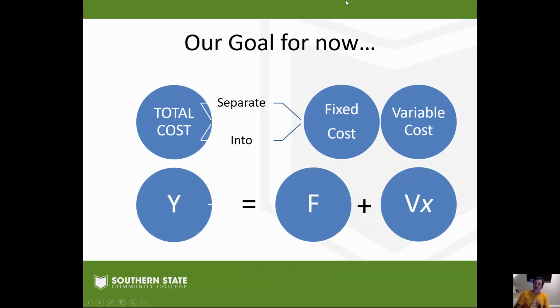So we can make a formula for what we call our cost formula or cost function. Total cost is Y, and that is equal to our fixed cost plus our variable cost per unit multiplied by the number of units that we're cranking out, or level of activity, whichever way you want to look at it. So again, our cost formula is always going to be Y, or total cost, equals fixed cost plus the variable.